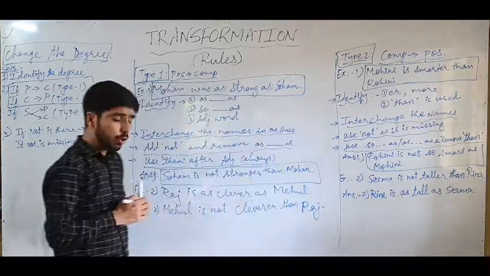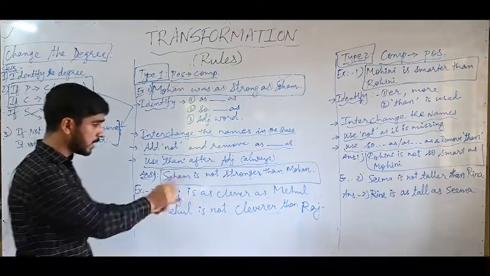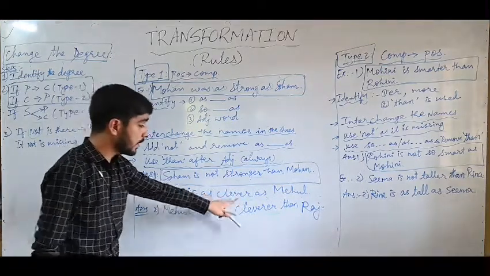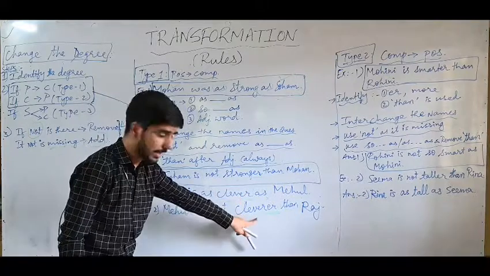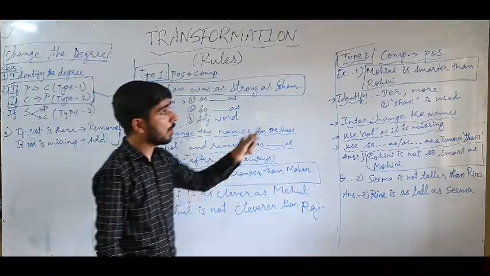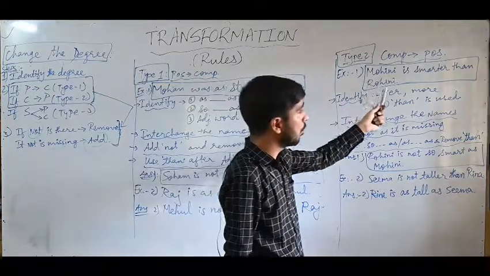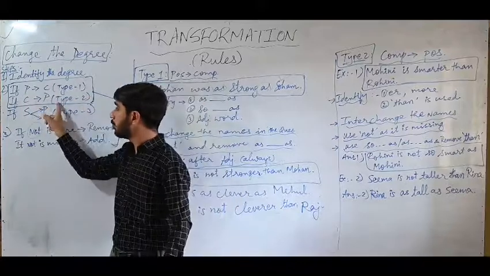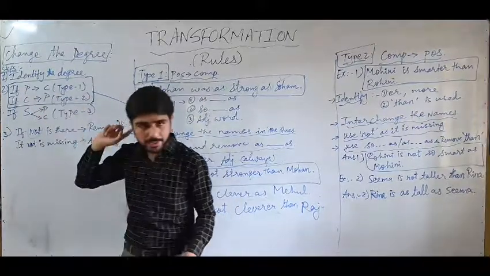Okay, so now I hope this is clear. Interchanging the names and using not if it is not given, changing the adjective from positive to comparative. So this is type 1. Now moving on to the next type, type 2, that is comparative to positive. As you can see, I have written over here C to P, that is type 2 comparative to positive degree.